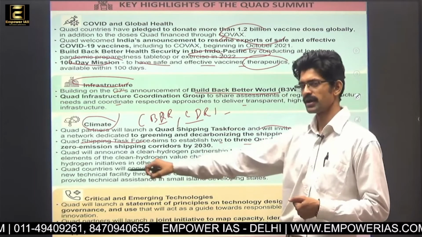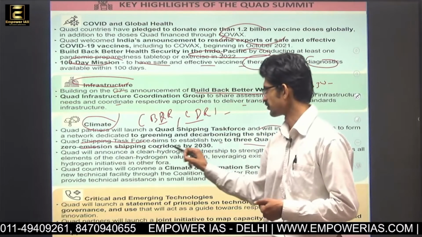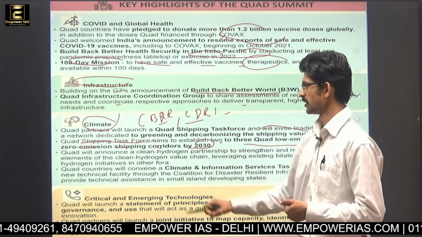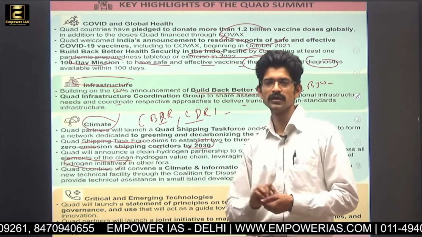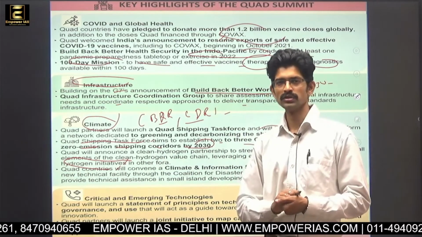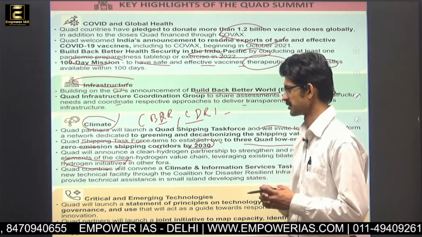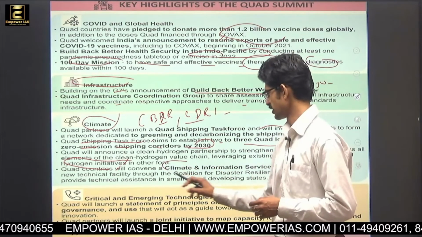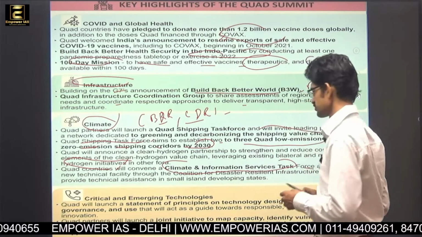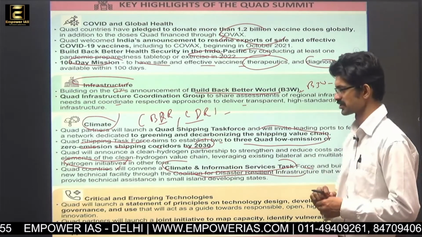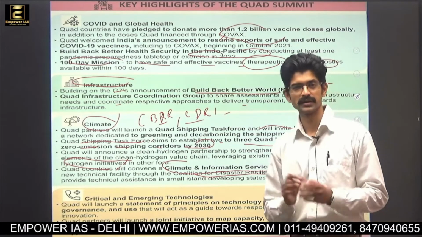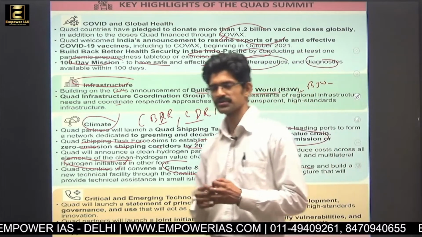Then Quad is also working toward a zero emission shipping corridor by 2030, and a hydrogen initiative as a clean green fuel, with wind, solar and hydrogen energy distribution. It also propels the climate and information service task force built for the Coalition for Disaster Resilient Infrastructure, and provides technical assistance to the Quad nations.